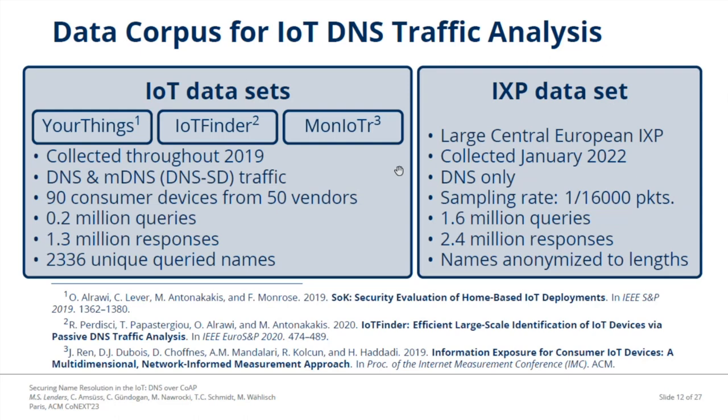And we also compared this to an IXP data set, which was collected at the Central European IXP to have some comparison to general internet traffic. This one was collected in January 2022. It is DNS only and was sampled at a rate of 1 in 16,000 packets and contains 1.6 million queries and 2.4 million responses. We can't say anything about the uniqueness of the names because they were anonymized to their length. That's the first thing we looked at, the name length.